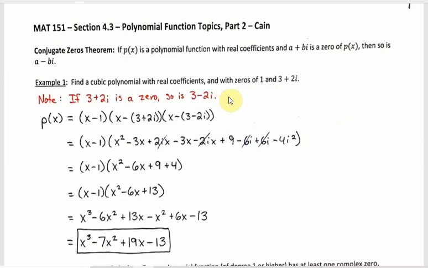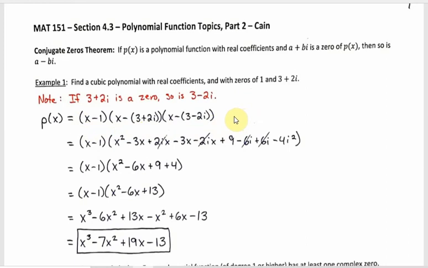So that would mean that x minus 1, x minus the quantity 3 plus 2i, and x minus the quantity 3 minus 2i would all have to be factors of that polynomial. So that's why I have it set up this way, where those factors are all right there. Right? That's what would have to happen for those three numbers to all be zeros. And then from there, you just have to multiply it out.